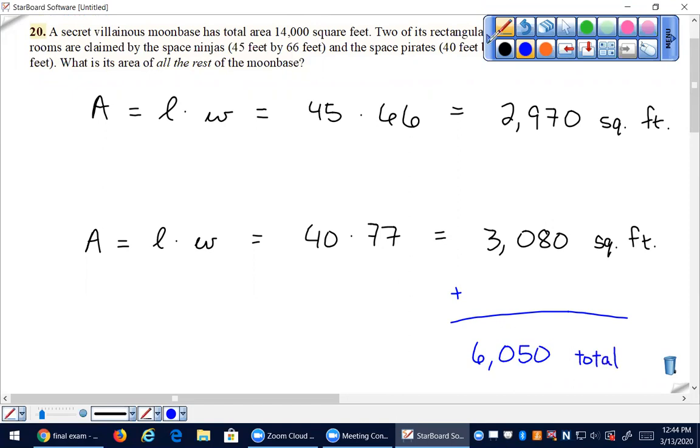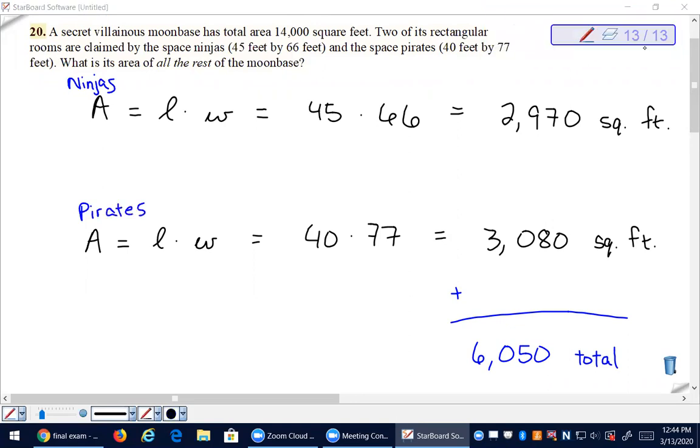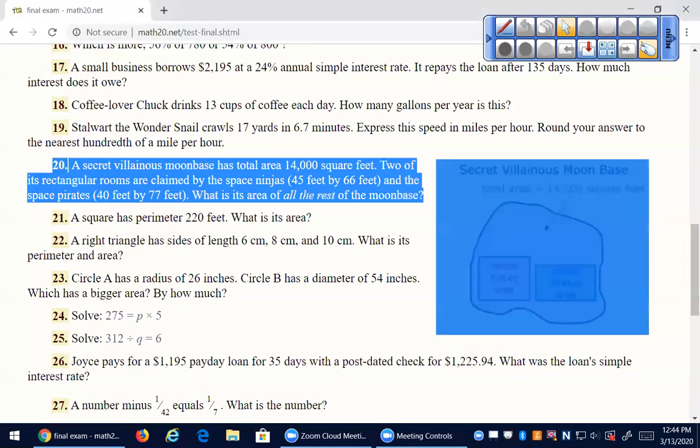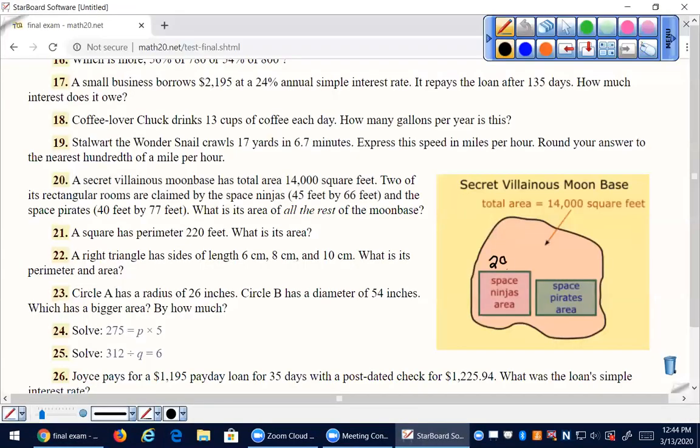So we have the ninjas and the pirates. The ninjas was 2970. The pirate area was 3080. The total is 14,000.